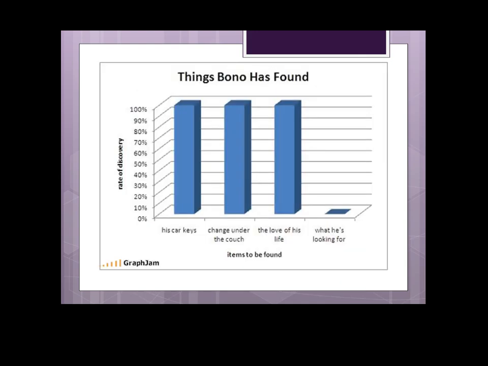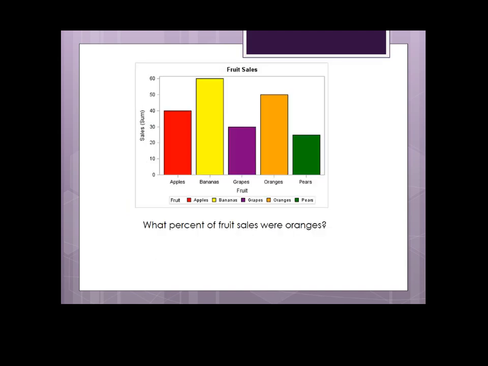If you don't know U2 songs, you may not get this one, but things Bono has found. He's found his car keys 100% of the time, change under the couch 100% of the time, the love of his life 100% of the time, what he's looking for 0% of the time. So if you know the song, still haven't found what I'm looking for? That's the joke.